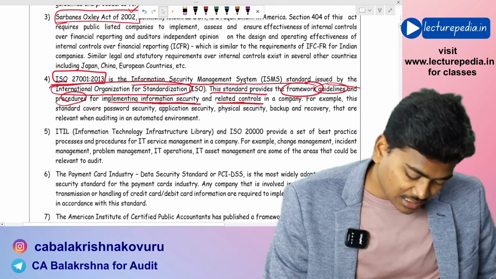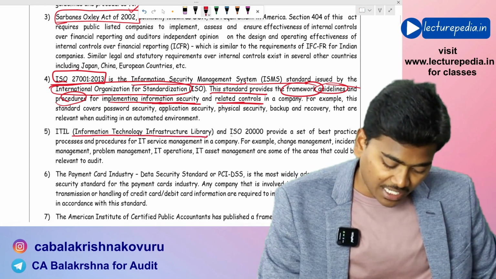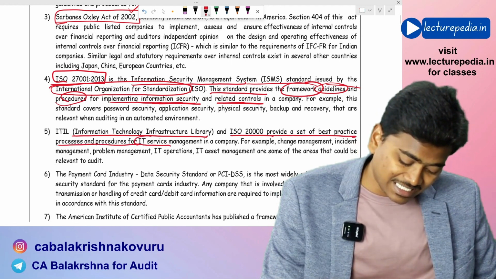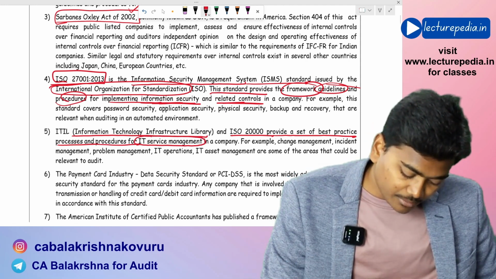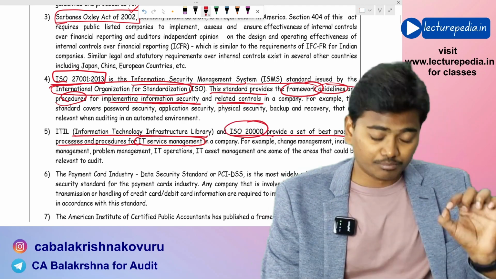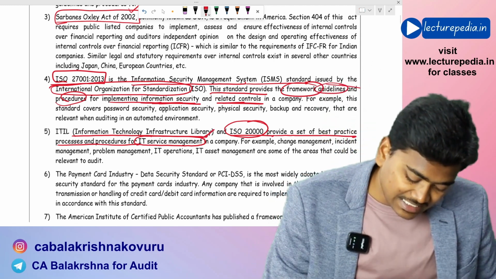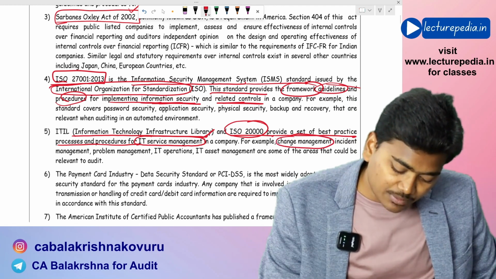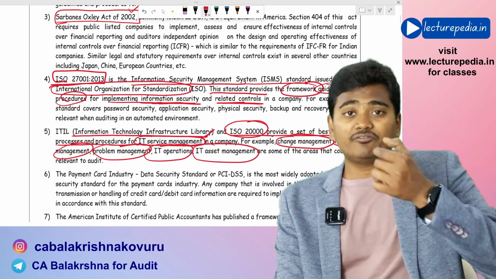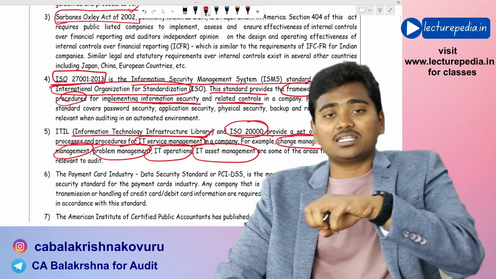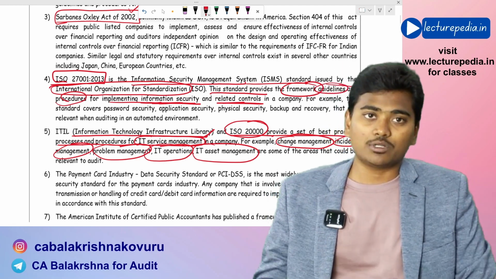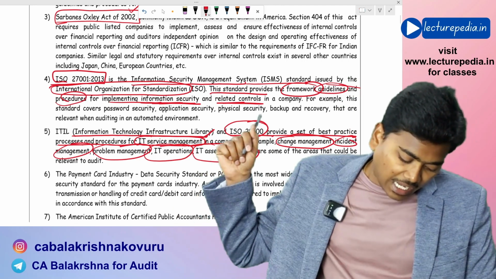Next, in the same way, there is Information Technology Infrastructure Library and ISO 20000, which provide a set of best practices, processes, and procedures for IT service management, such as change management, incident management, problem management, IT operations, IT asset management. In an organization, if they are using information technology, they need to manage that information technology. So how to manage that information technology? Regarding this, guidelines, policies, and procedures will be prescribed by ISO 20000 and also ITIL.